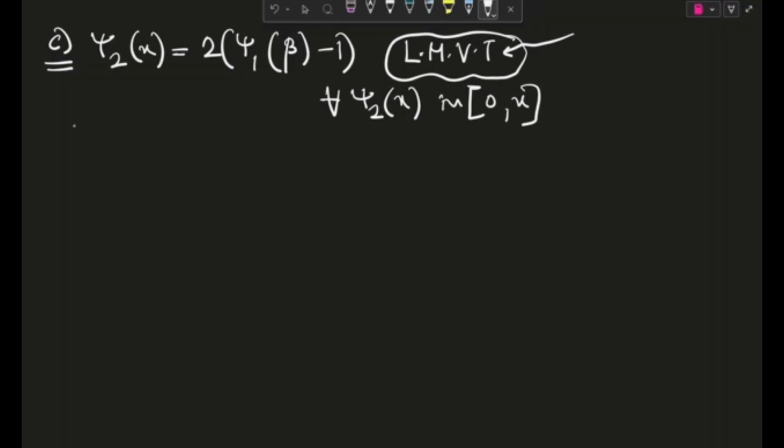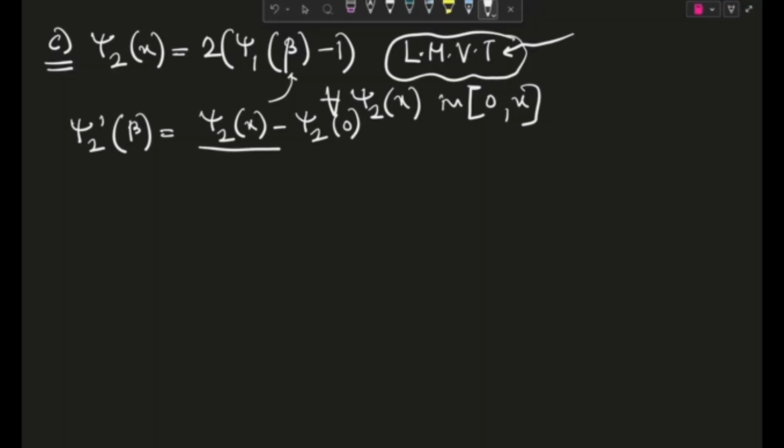So now if we apply this, beta is given. So I will write xi2 dash beta, and this thing will be equal to xi2 x minus xi2 0, right-hand limit minus left-hand limit, and this is whole divided by x obviously. So what we can see is we have xi2 dash beta. And for that, we need to differentiate xi2 of x, right?